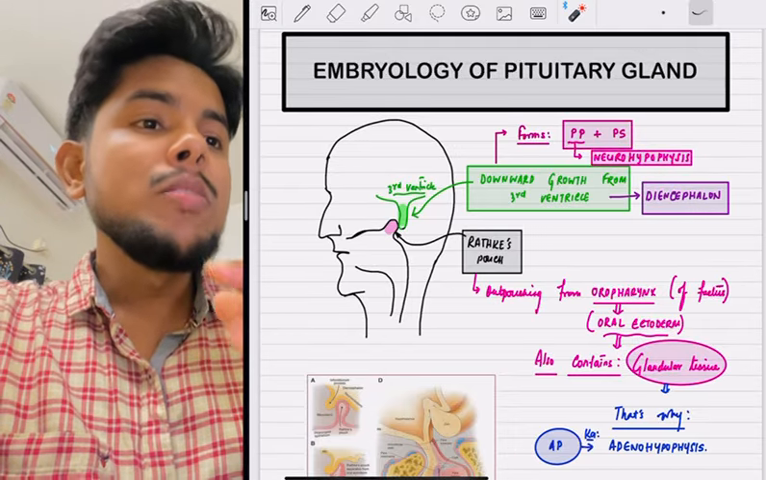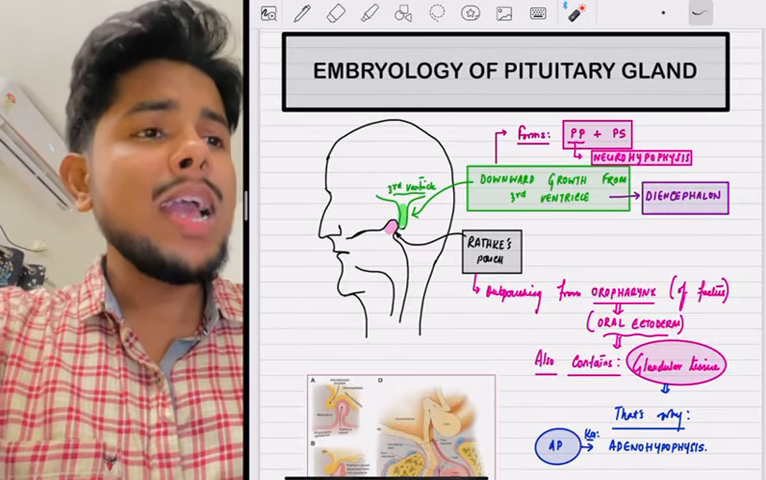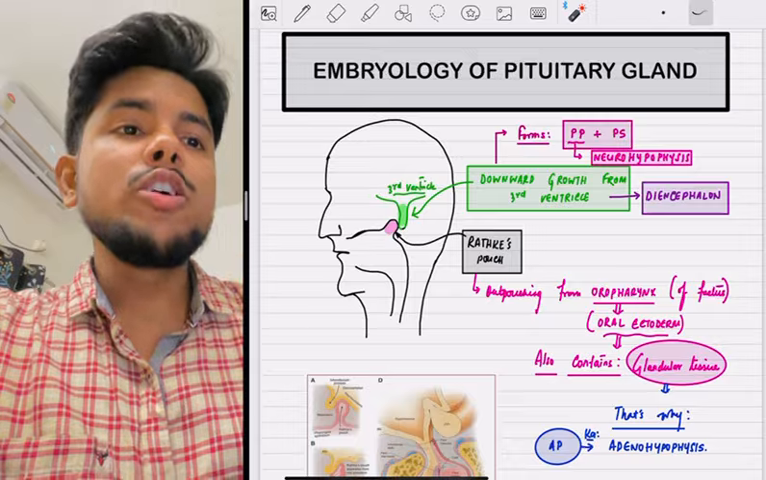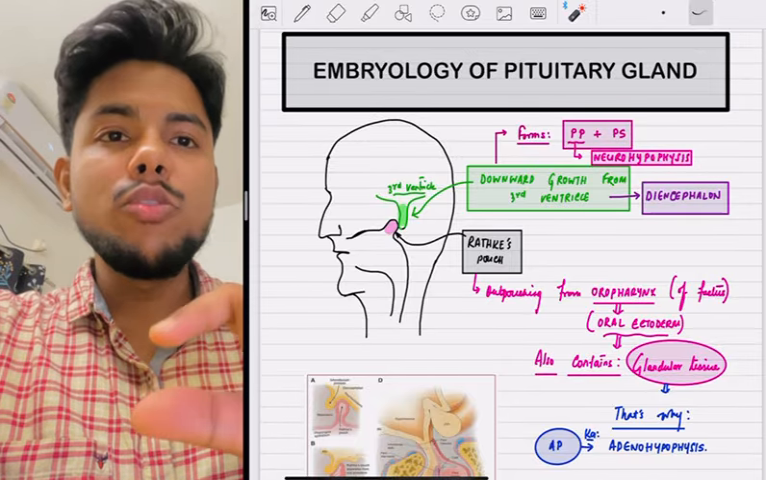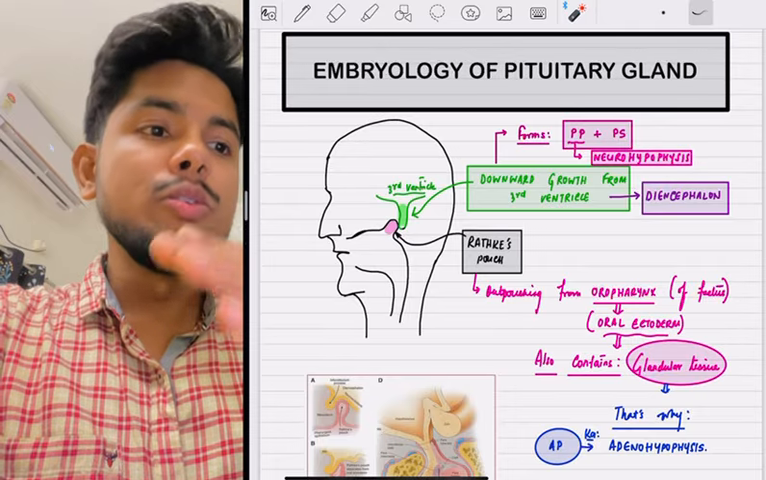And exactly this is why there is a vascular connection between the hypothalamus and the anterior pituitary gland, because the glands are usually vascular. And the posterior pituitary gland is connected to the hypothalamus by neurons, because both of them have neuronal origin.